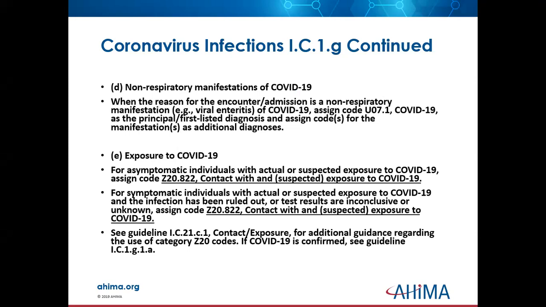Likewise, kind of similar to what we see with HIV, exposures are coded differently. For anybody who's asymptomatic with an actual or suspected exposure to COVID-19, it's code Z20.822. For a symptomatic individual with actual or even suspected exposure to COVID-19, and the infection's been ruled out or the test results are inconclusive or unknown, but they've had actual contact, it's Z20.82.